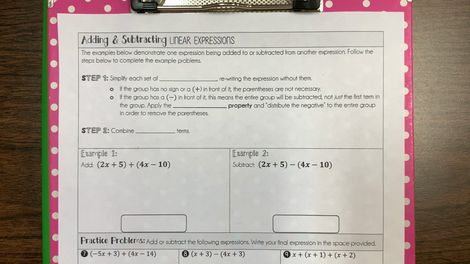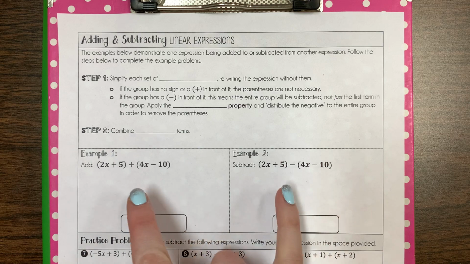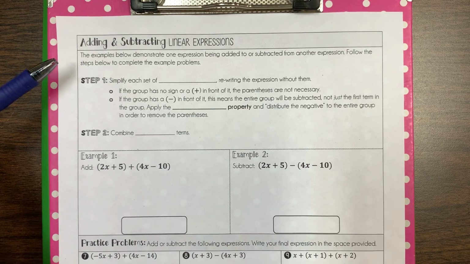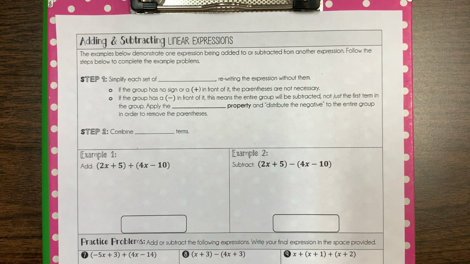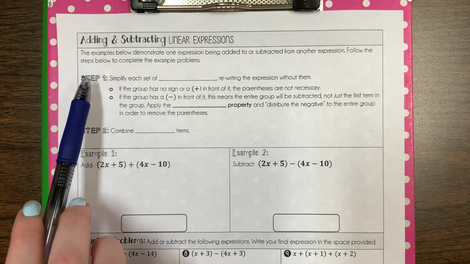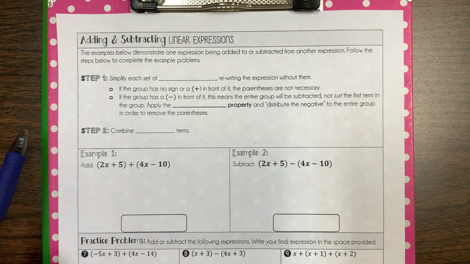So from last class, we were talking about combining like terms. The only difference that we're going to have today is that you're going to see sets of parentheses, and so we're going to have to treat them a special way. The examples below demonstrate one expression being added to or subtracted from another expression, and we're going to follow these steps below to complete the example problems.